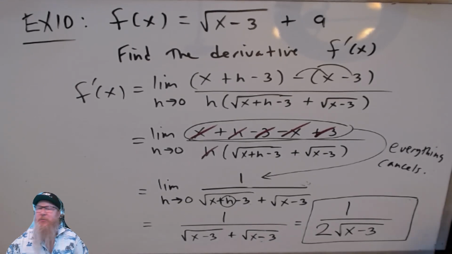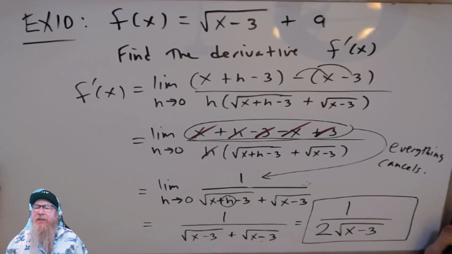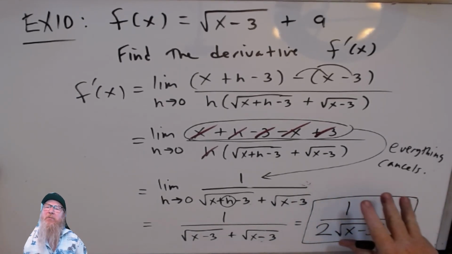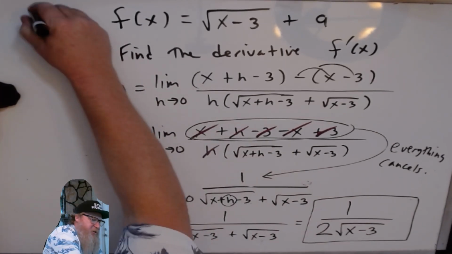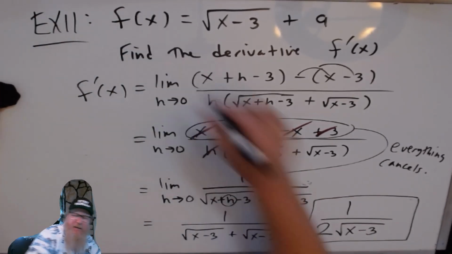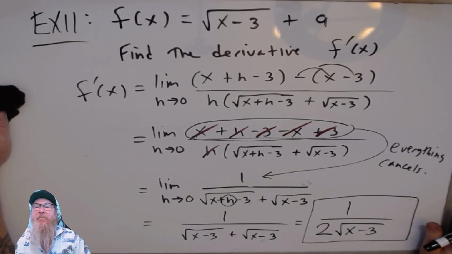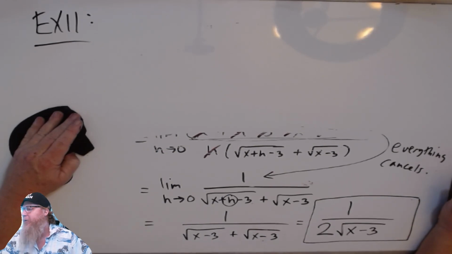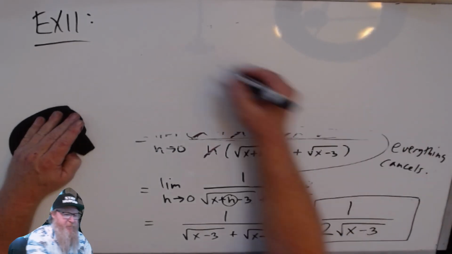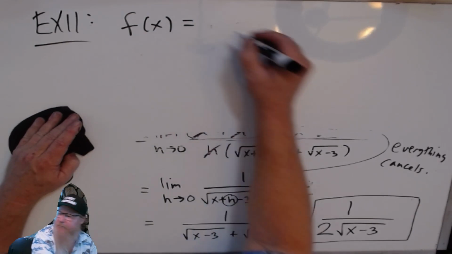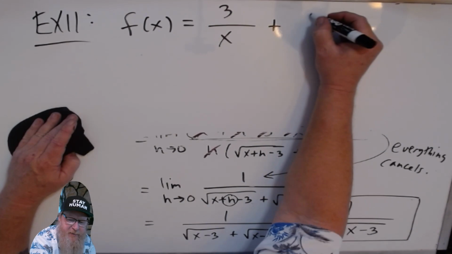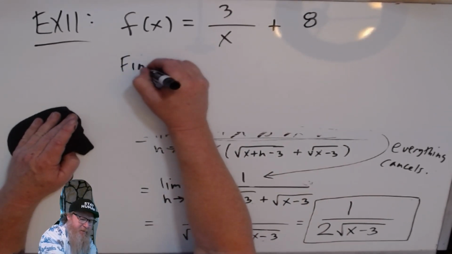All right, there's really 2 of these kind of strange applications. I don't know if you call them applications, but strange exhibitions of the derivative. This is a radical or a square root function. Let's do a rational function. And then I'm going to do some business maybe at the end if I've got some time. I know I'm going on a little bit today, but it needs to be done. So let's do 3 over x plus 8. Find the derivative.